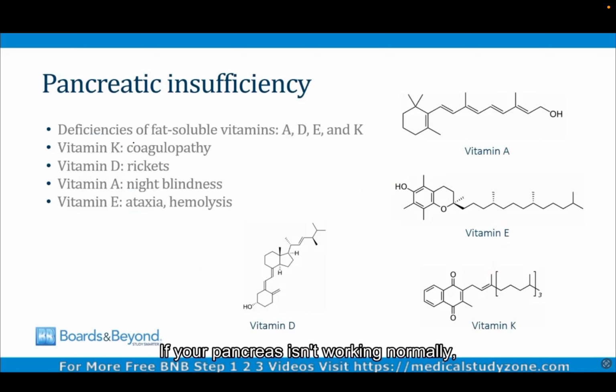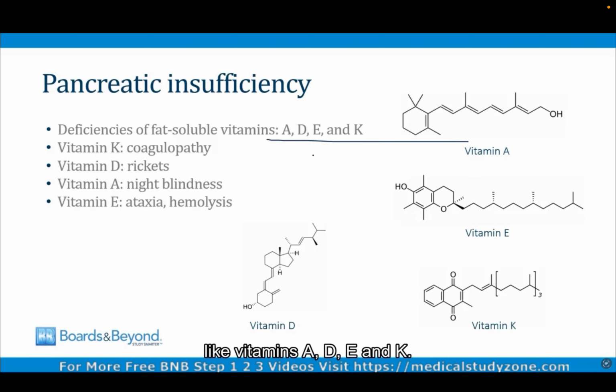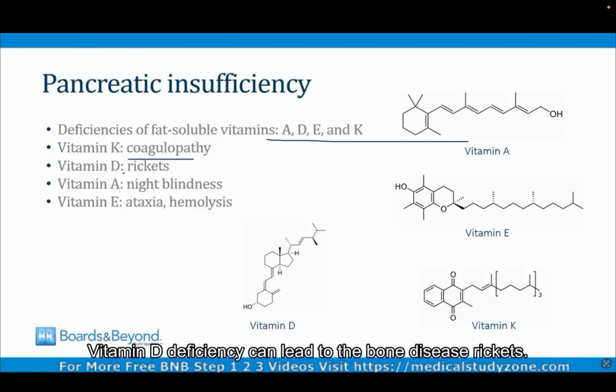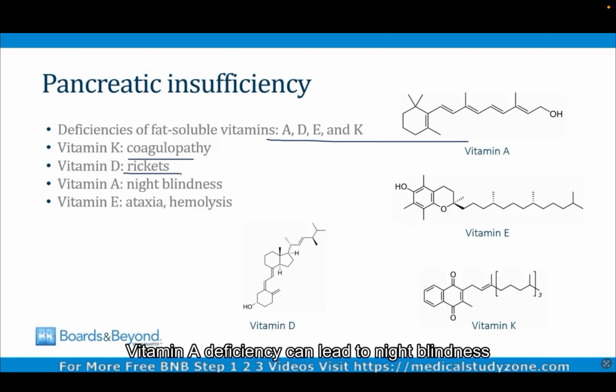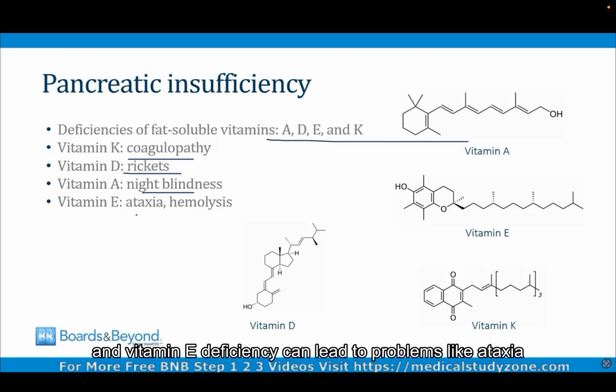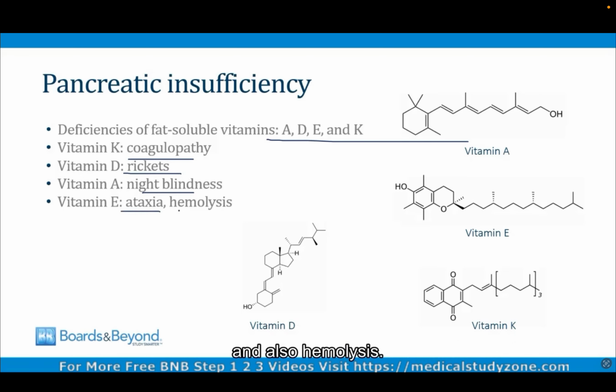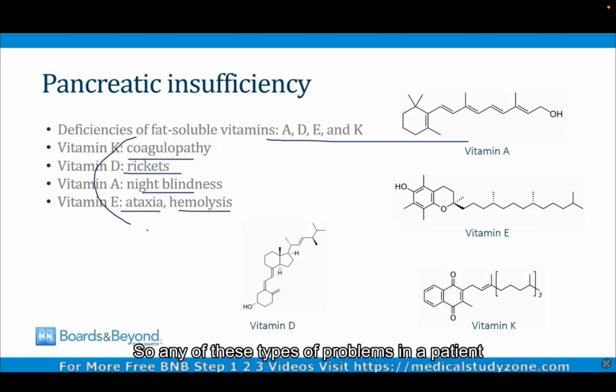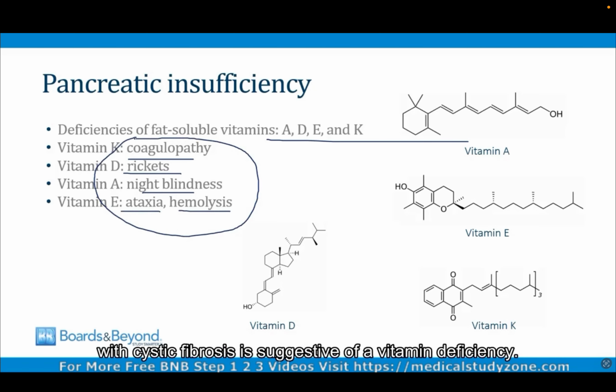If your pancreas isn't working normally, you won't be able to absorb fat-soluble vitamins normally, like vitamins A, D, E, and K. This can lead to problems in chronic untreated cystic fibrosis. Vitamin K deficiency can lead to coagulopathy. Vitamin D deficiency can lead to the bone disease rickets. Vitamin A deficiency can lead to night blindness, and vitamin E deficiency can lead to problems like ataxia and also hemolysis. So any of these types of problems in a patient with cystic fibrosis is suggestive of a vitamin deficiency.